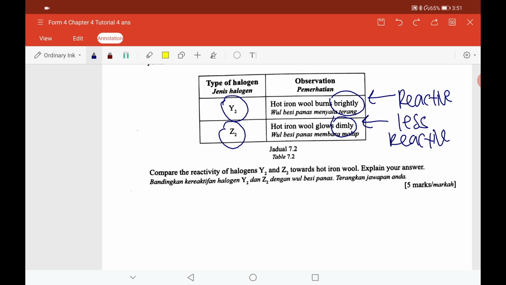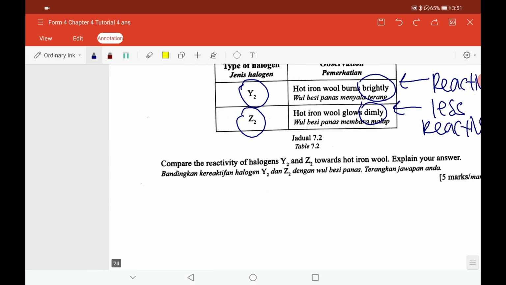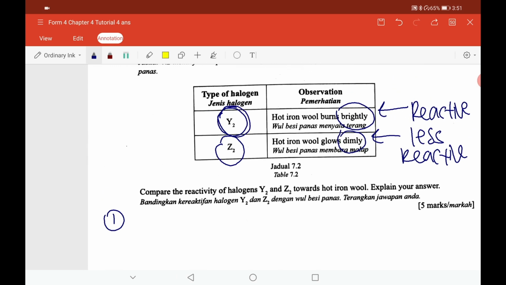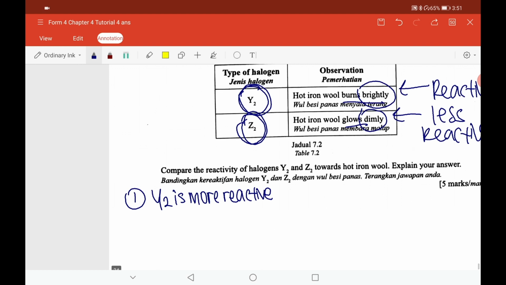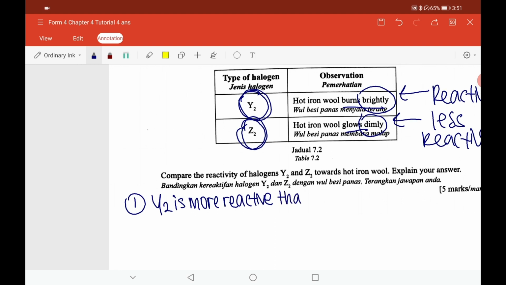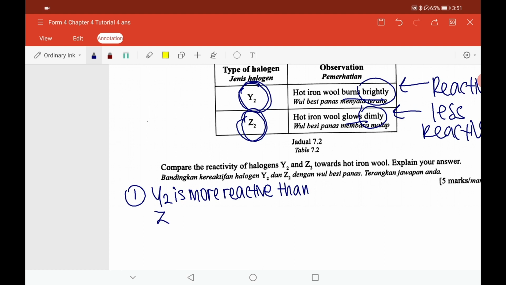So how to get the 5 marks here? We have to answer it one by one. First of all, we must compare the reactivity. So we need to mention who is more reactive. As you can see, the Y2 burns brightly and the Z2 glows dimly. So you can see already which one is more reactive. I will say Y2 is more reactive than Z2. So this is point number 1: you compare the reactivity first.